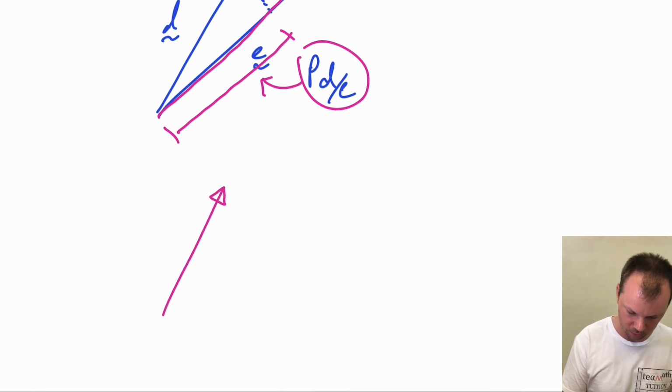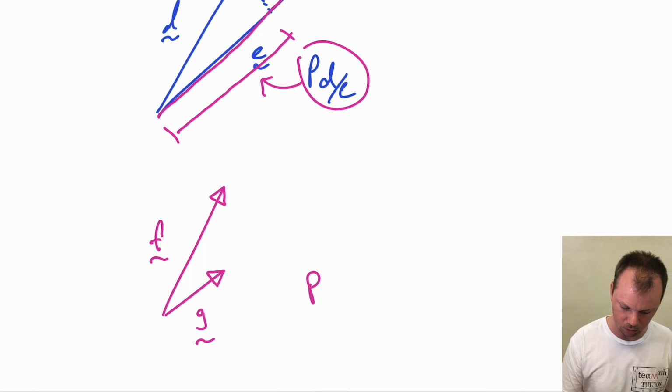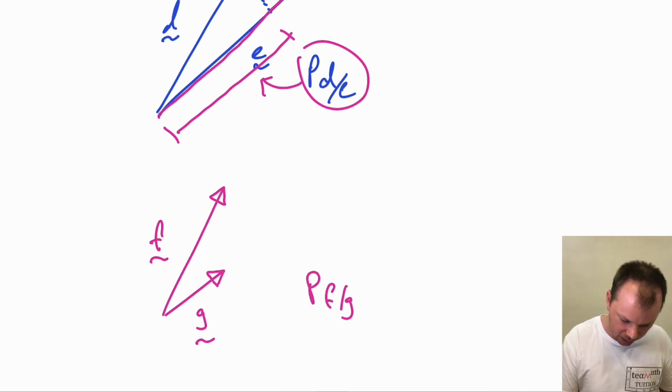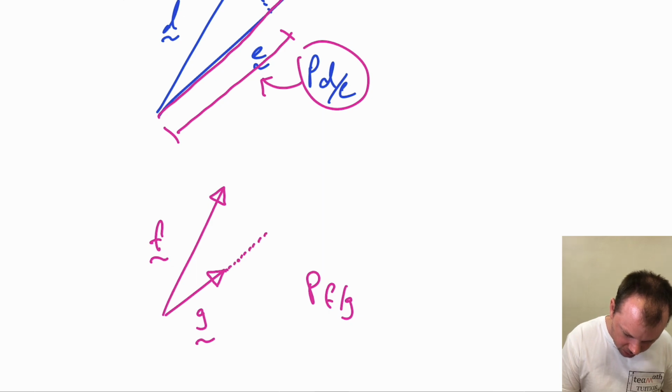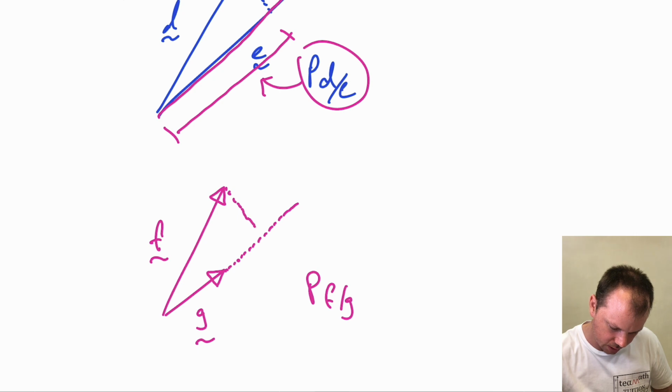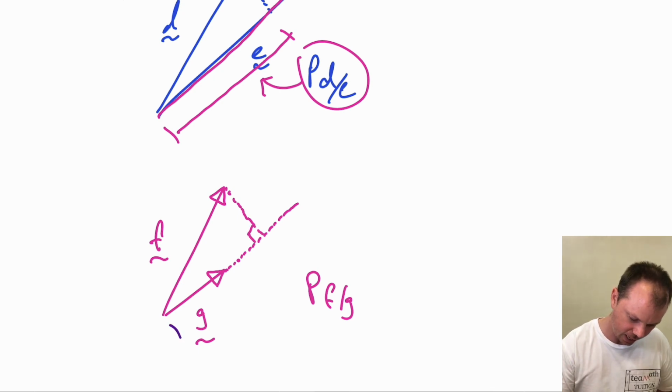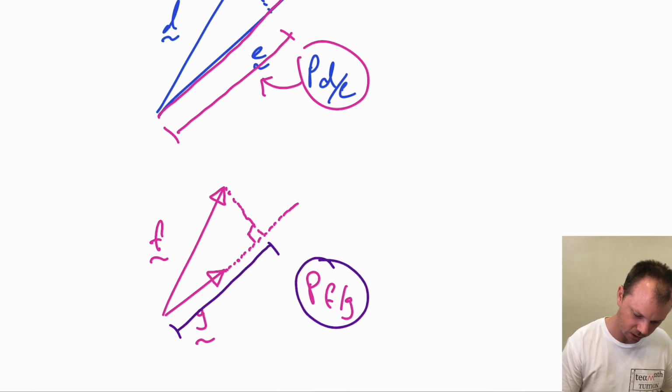If I was to draw my two vectors again, and this one was short, let's call them F and G. If I was to look for the projection of F on G, then again, I can imagine this line extending out. I'm drawing a dotted line that's at right angles down to it. And this length here is my projection of F onto G.